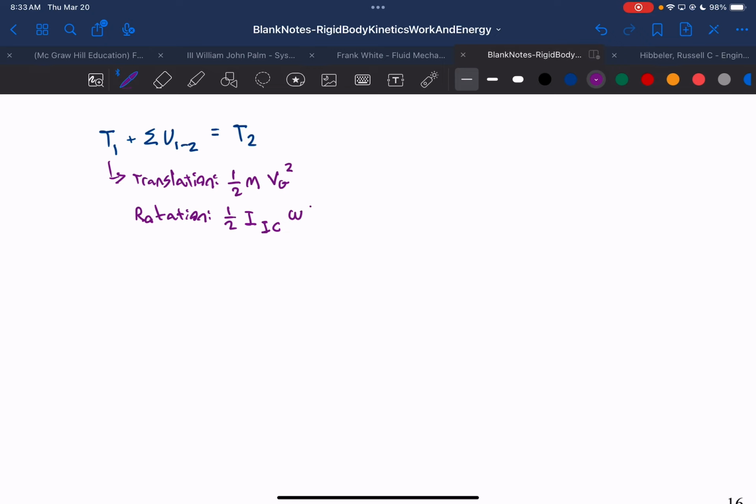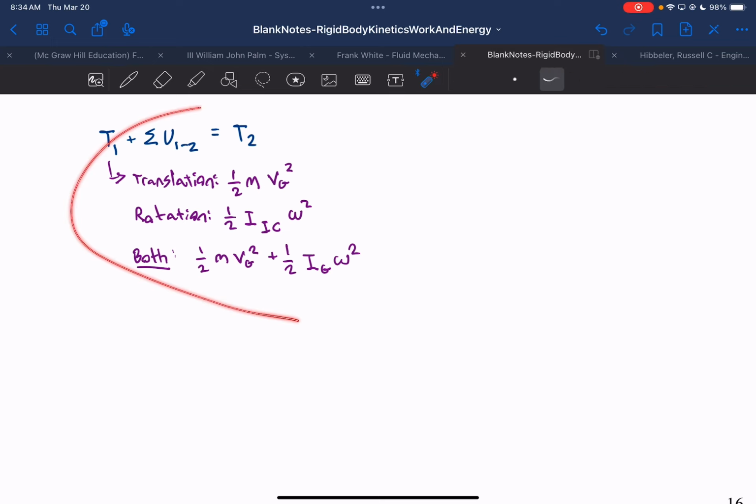So 1/2 multiplied by my mass moment of inertia about my IC, multiplied by my body's angular velocity squared, right? And last but not least, we have the case where both of these things are acting. Our body is not only translating, but also rotating. So that is simply both of these added together: 1/2 the mass of my body multiplied by the linear velocity of my body about point G squared, plus 1/2 the mass moment of inertia about point G times omega squared, my angular velocity squared. Okay, that was the basic idea of kinetic energy.